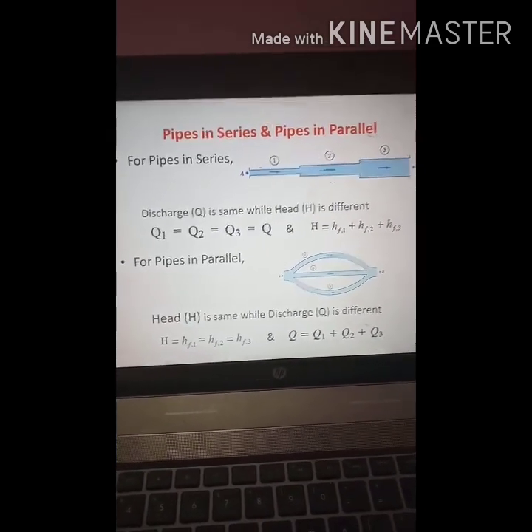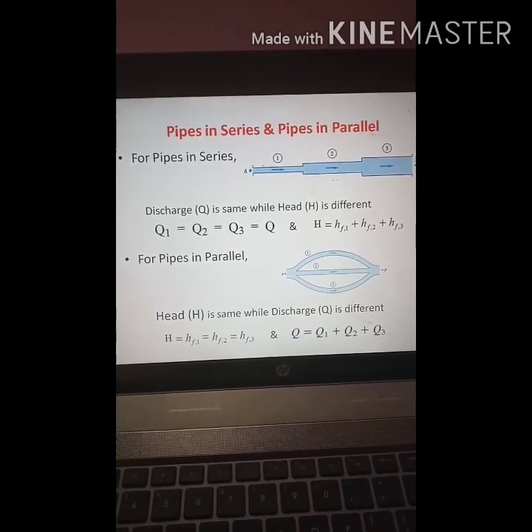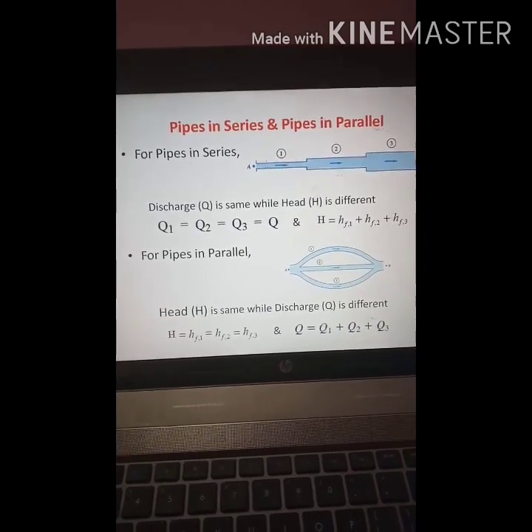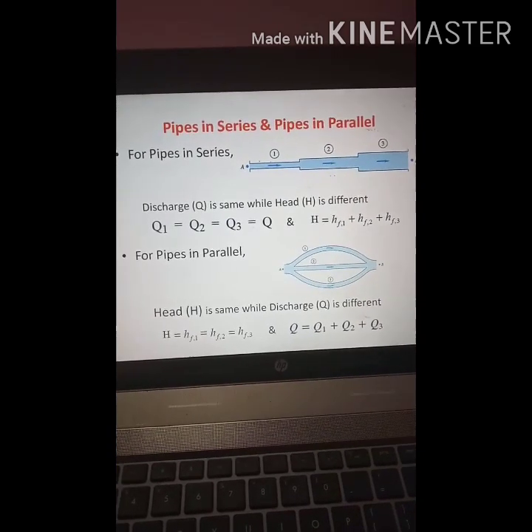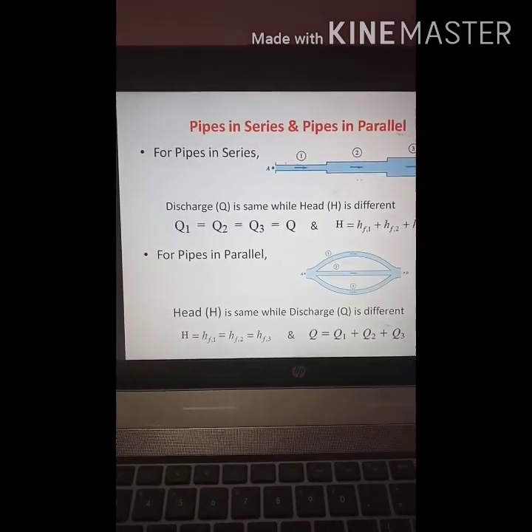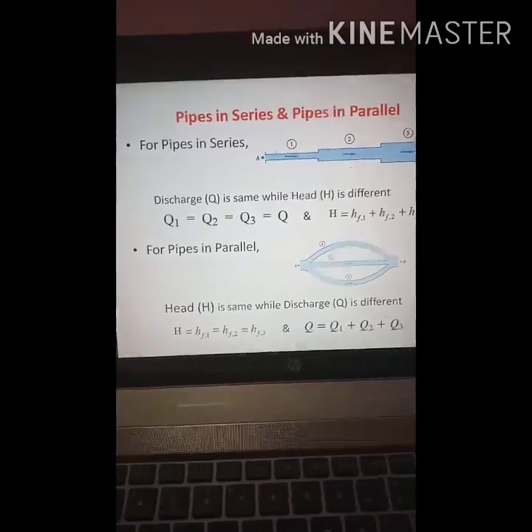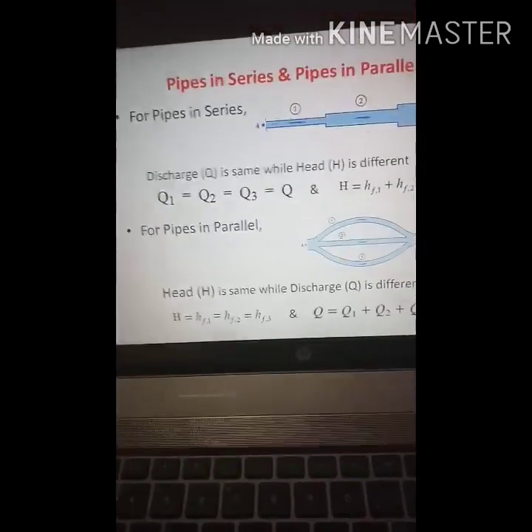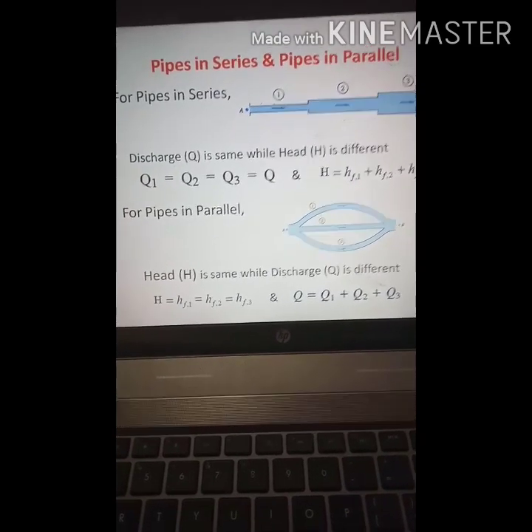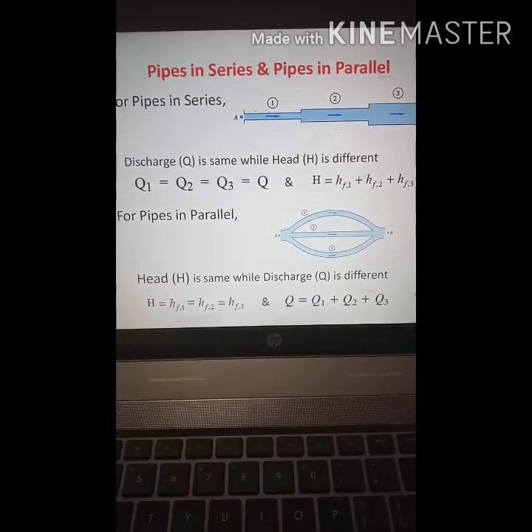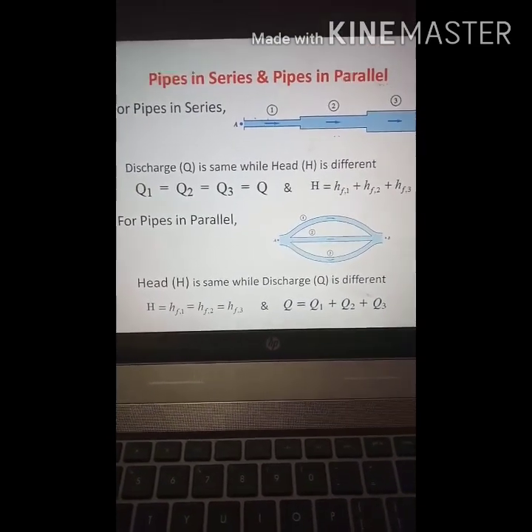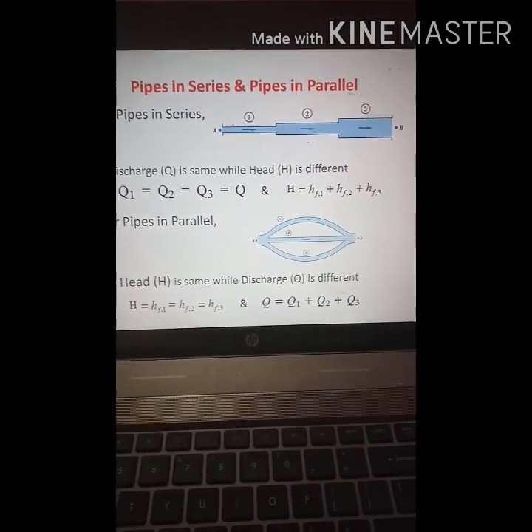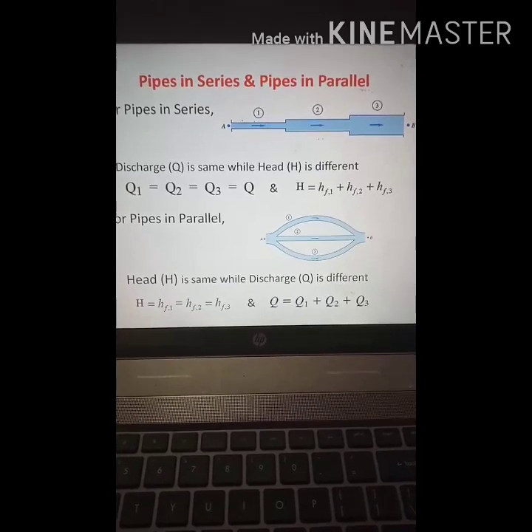So vice versa. If you want a higher discharge, then you will go for pipes in parallel. If you want higher pressure head to be recovered, then you will go for pipes in series. Now let us see what we mean by pipes in series and pipes in parallel. In short, for pipes in series, the discharge remains constant and the head goes on increasing.